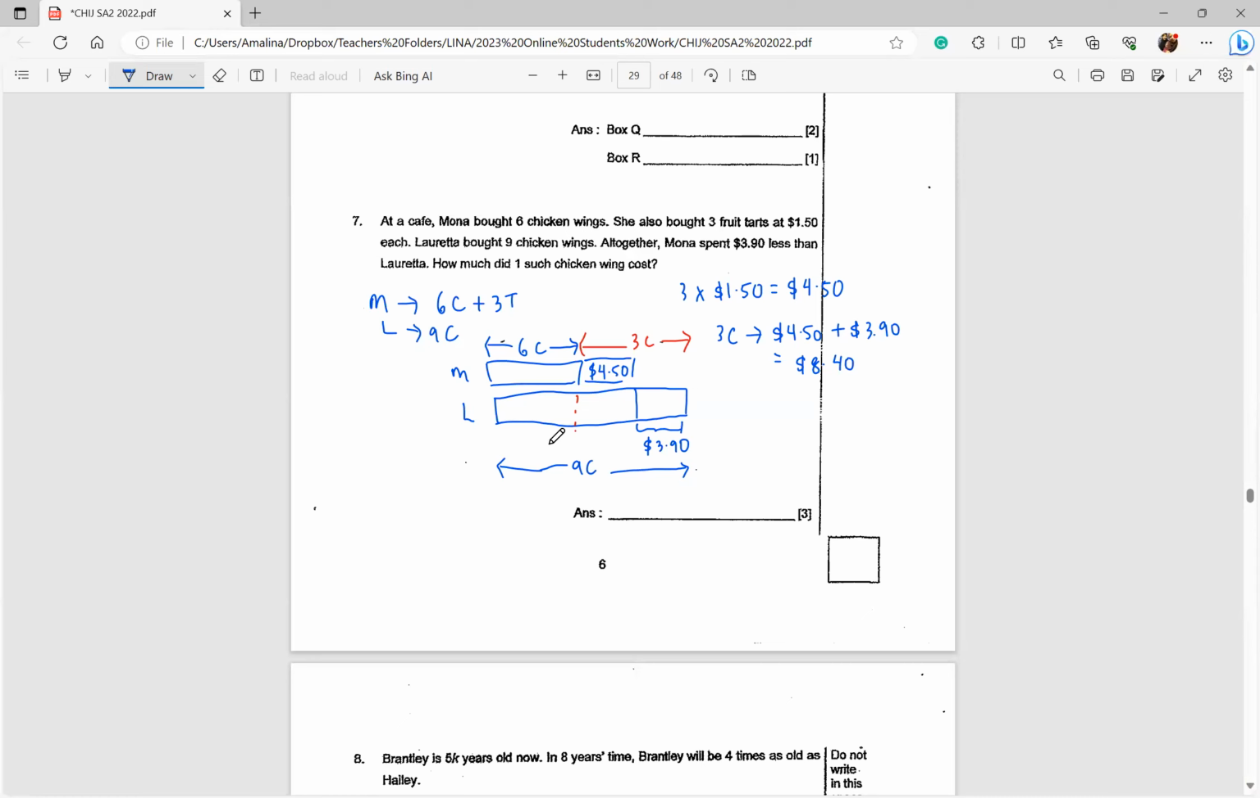And you want to find the cost of one. So 1 chicken wing will be your $8.40 divided by 3. So 1 chicken wing cost me $2.80.